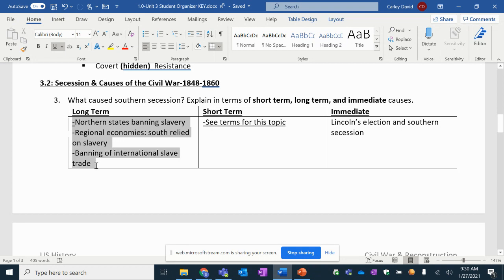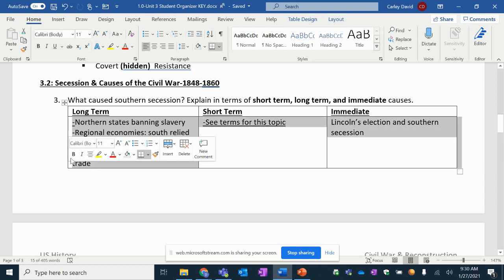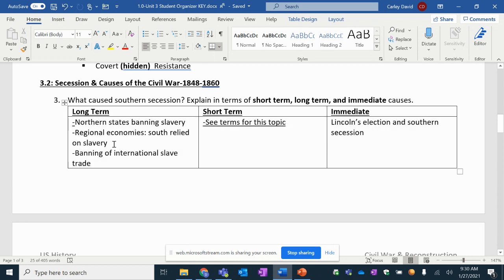These are the long-term overarching structures that caused sectionalism, or regional division, between the North and the South, particularly. So you had northern states banning slavery early on after the Revolution, regional economies, so the South relied on slavery, and the banning of the international slave trade. Some people put the Missouri Compromise in here as well. Some people even put the Compromise of 1850 in long term. I can see that. I understand that. So that's fine as well.